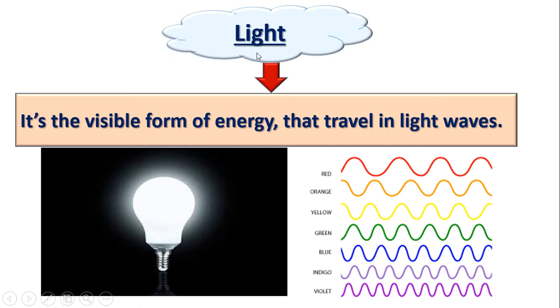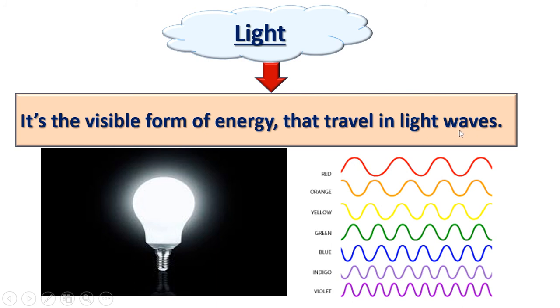So what is the meaning of light? It is the visible form of energy. The light is the visible form of energy that travels or moves in light waves.